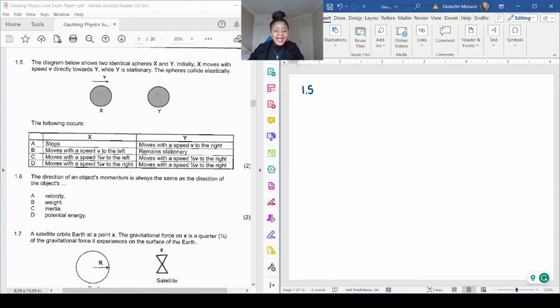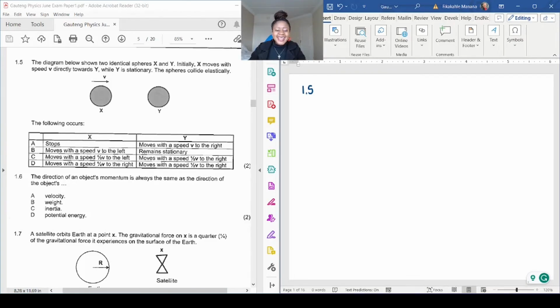For option A, X stops and Y moves with a speed V to the right. B, X moves with a speed V to the left. So basically it rebounds, and Y remains stationary. I doubt that would happen. There has to be a transfer of energy with that contact. Imagine you're stationary and someone bumps against you. They will not bounce back. You will do something. So I don't think B is the right answer. C, X moves with a speed half to the left and Y moves with a speed half to the right.